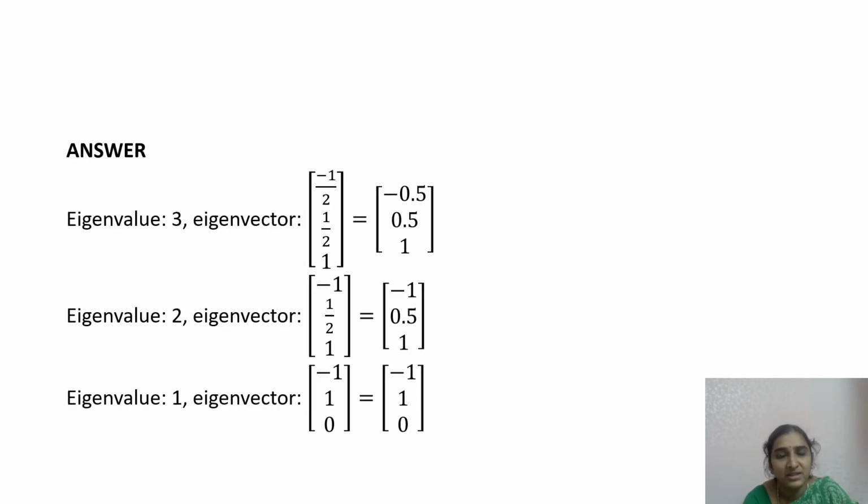Hence, for the eigenvalue 3, the eigenvector would be minus 1 by 2, 1 by 2 and 1. For eigenvalue 2, the eigenvector would be minus 1, 1 by 2, 1. For eigenvalue 1, the eigenvector would be minus 1, 1, 0.